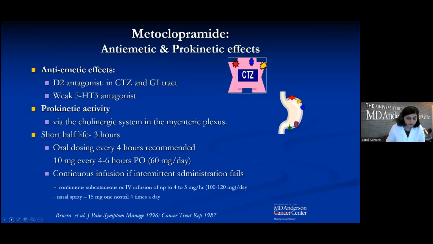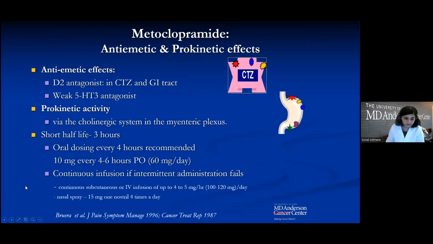So the drug of choice is metoclopramide. And there are many benefits of using metoclopramide. It is cheap, it is effective, it is a prokinetic agent. It is available in multiple formulations. It can be taken orally, IV, sub-Q, and in the United States is also available as a nasal spray.